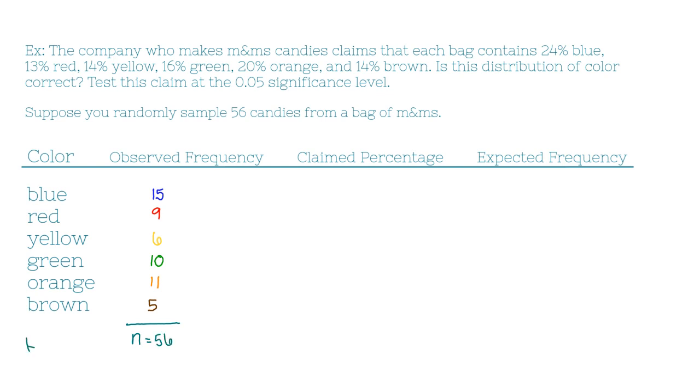And remember that K here is 6 because we have 6 colors. So there's a difference between N and K. N is still your sample size, and K represents the number of categories you have.